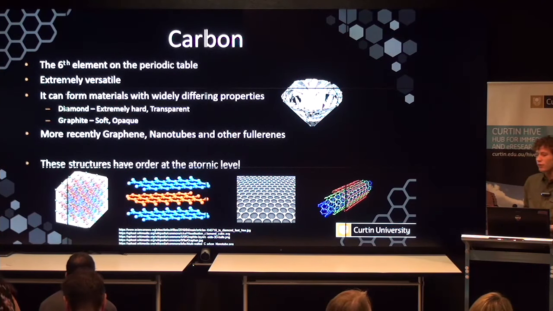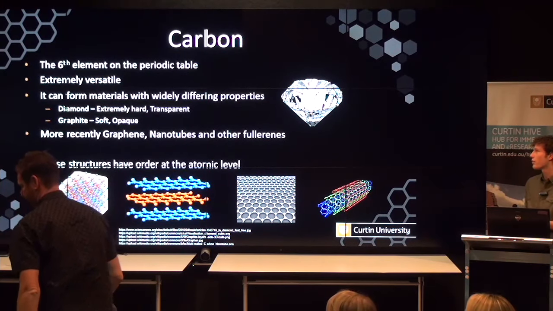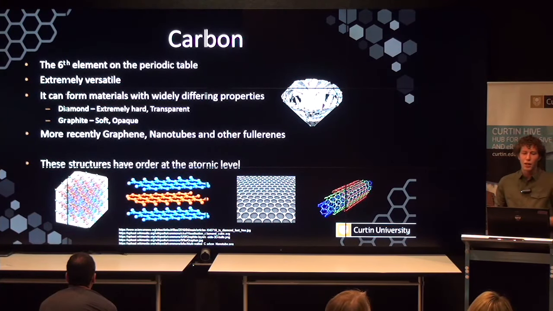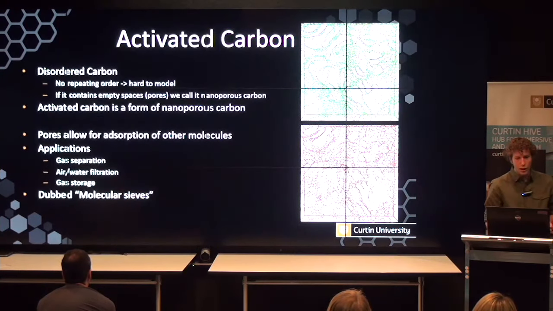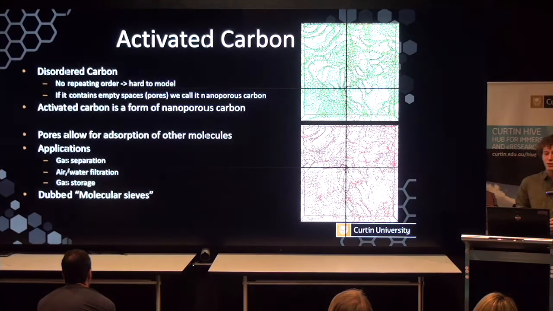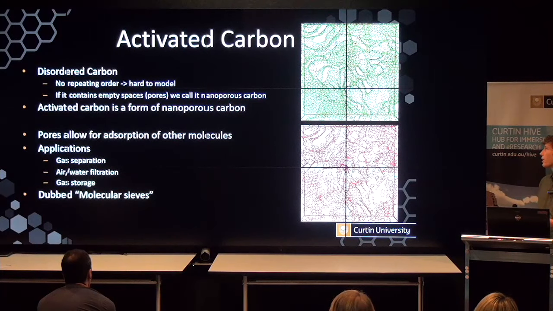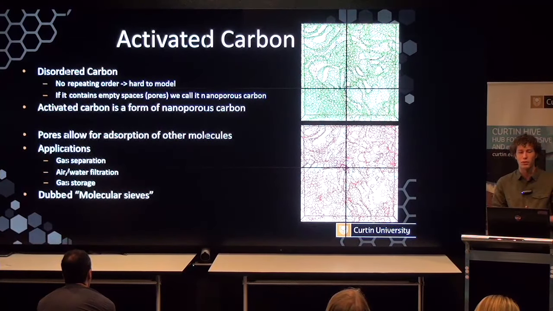In the last 20 or so years, more recently, researchers have managed to develop graphene nanotubes and other fullerenes. And a common thing about all of these carbon allotropes or structures is that they all have order at the atomic level. They're just the same thing repeated over and over. Activated carbon, however, is classed as a disordered carbon, and it doesn't repeat over and over. This makes it a lot harder to model.